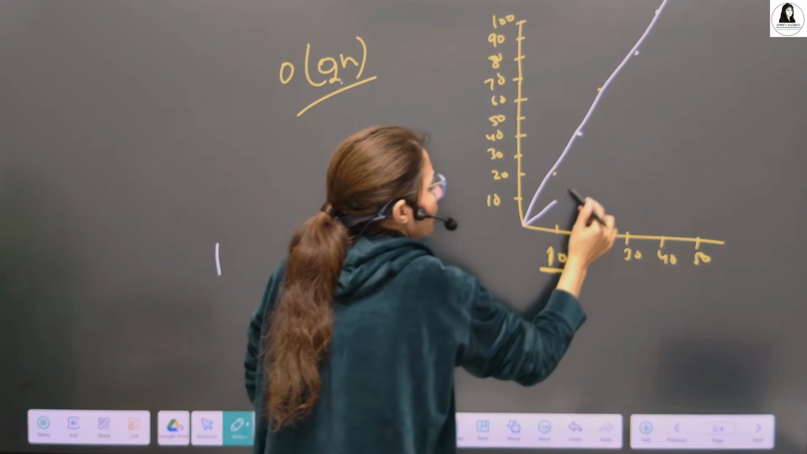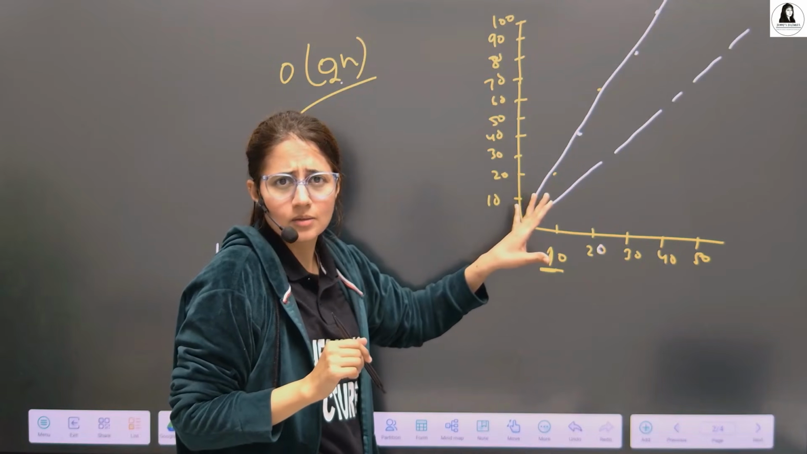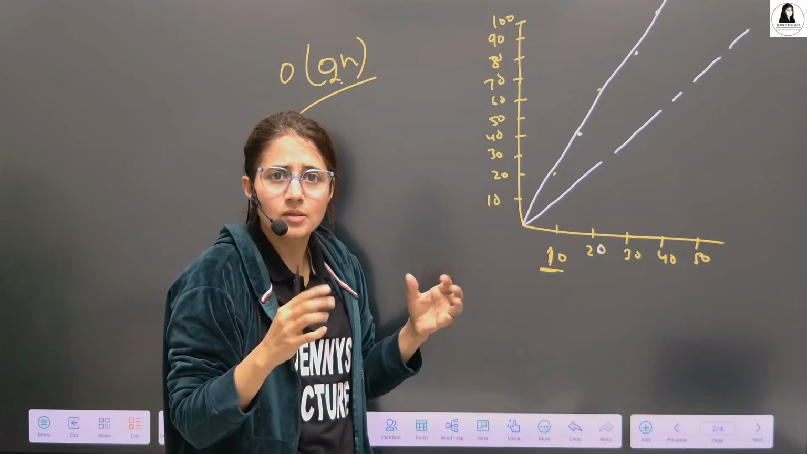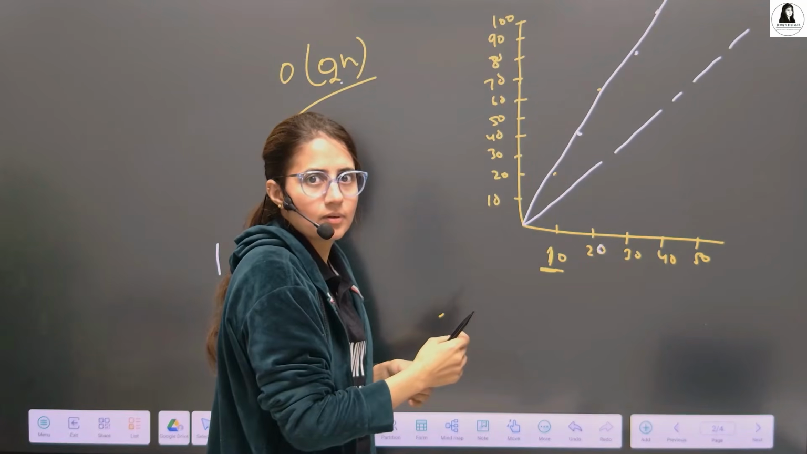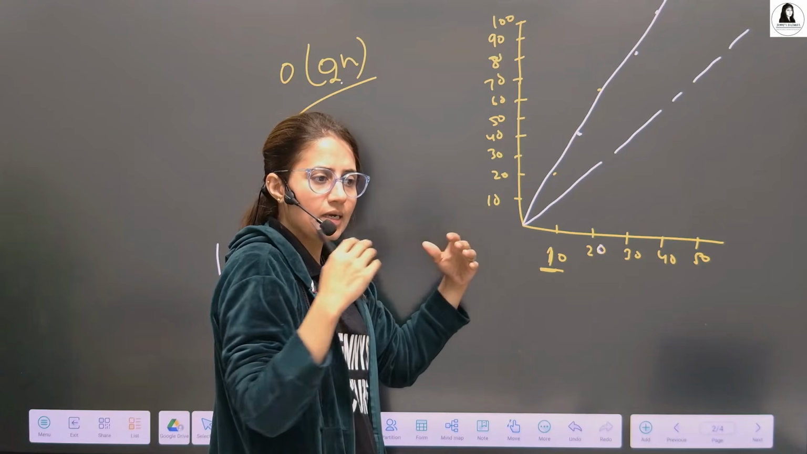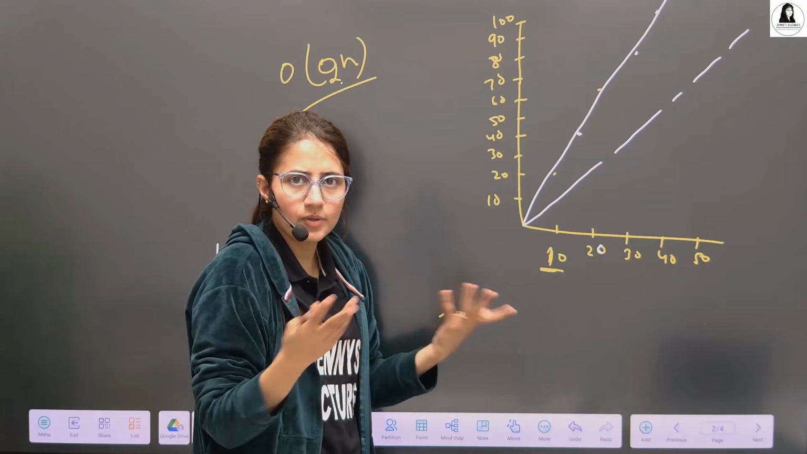Although the previous line was something like this, both are linear. Ultimately, the relationship is linear only. This is a little bit more steep. Okay, so we focus on the relationship only. Constant doesn't matter. So we drop the constant.